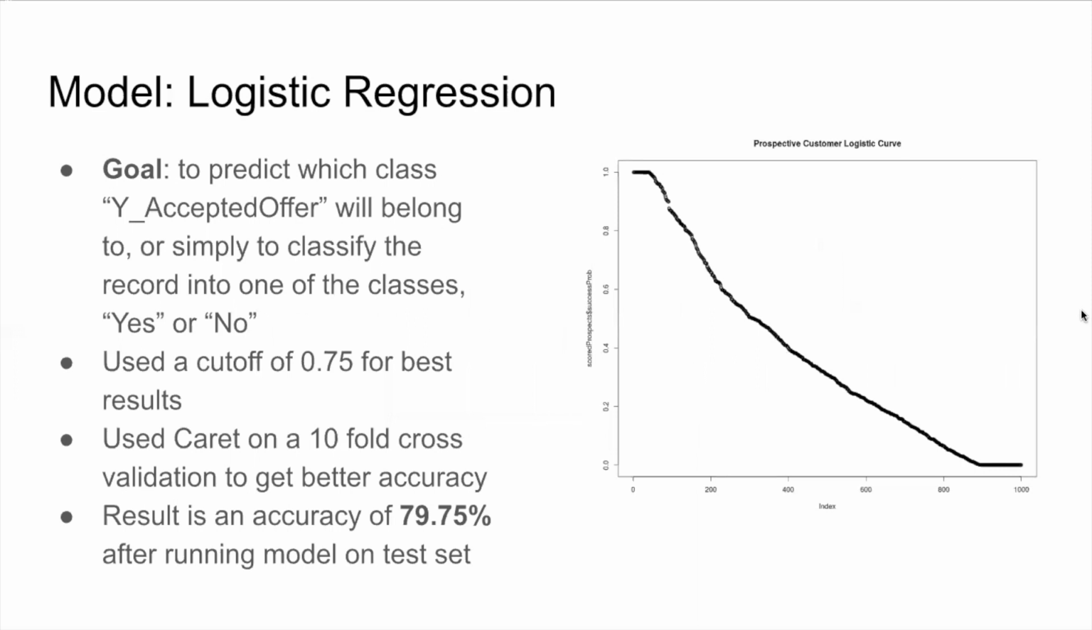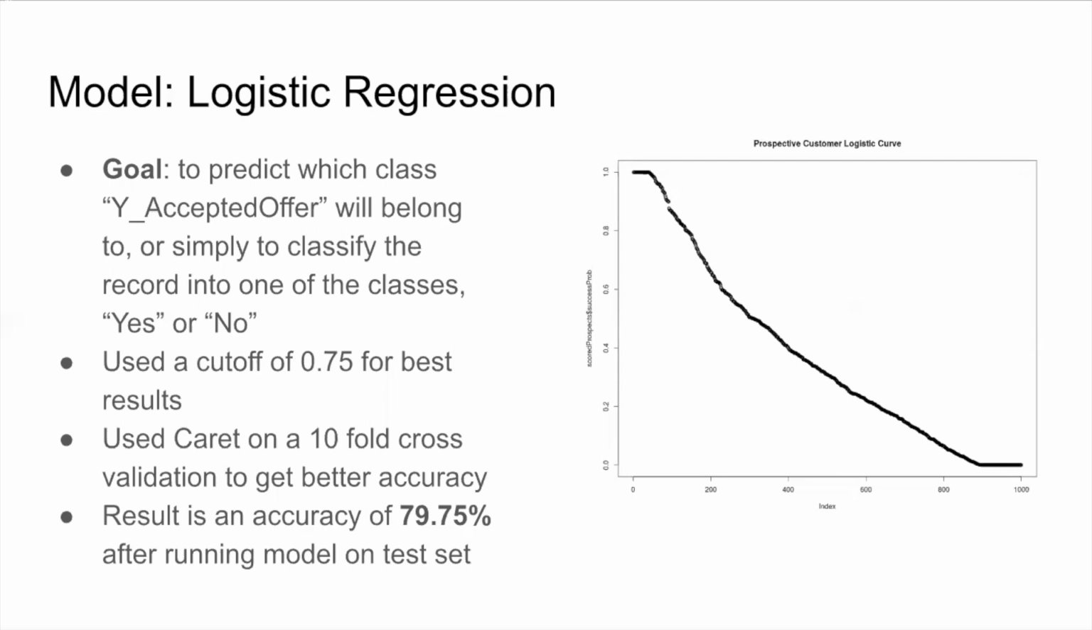So our goal for the case study is to predict which class Y accepted offer will belong to, or simply to classify it into a yes or no. I used a cutoff score of 0.75 for the best results. The cutoff score threshold is normally a standard 0.5. We're making a balance between the false positive rate and the false negative rate, and we're trying to minimize the number of mistakes we're making. So in doing so, I increased the cutoff threshold to 0.75.